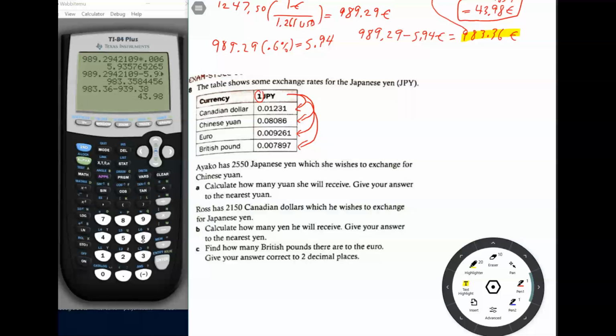By the way, 1 yen is like a penny, so it doesn't really make sense to do 2 decimal places for yen. But we'll go ahead and do that if they ask us to.